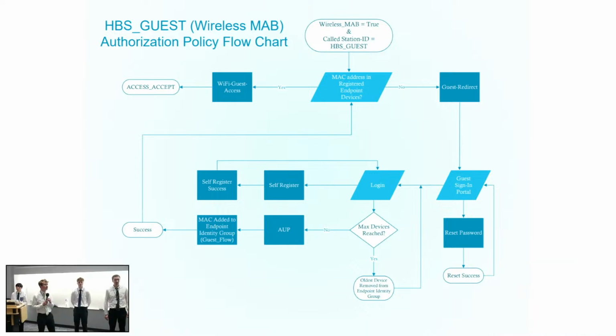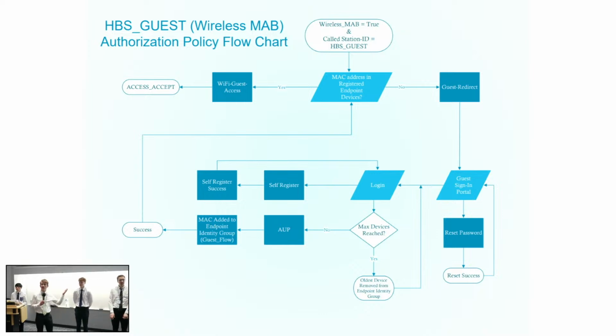So this first one is HBS Guest. It is our wireless MAC authentication bypass network. For those of you who don't know, MAC authentication bypass is the idea that we will have people whose devices might not necessarily be registered with our company, but we want to identify those devices by their MAC address, let them authenticate, and then track that device throughout the network. This is perfect for something like a guest network.